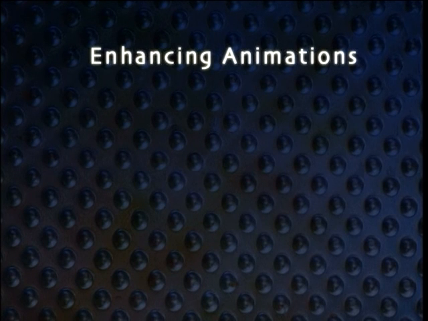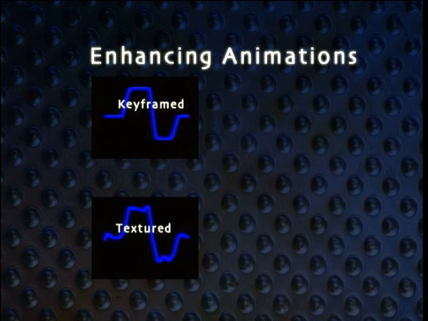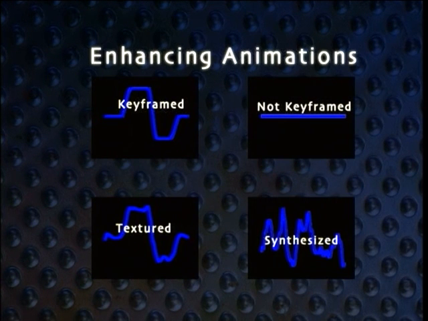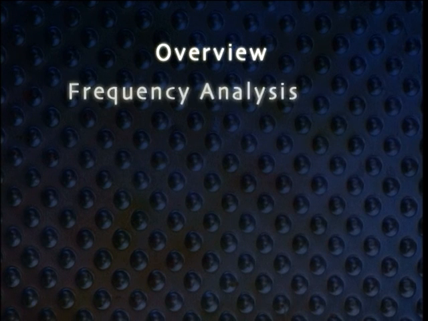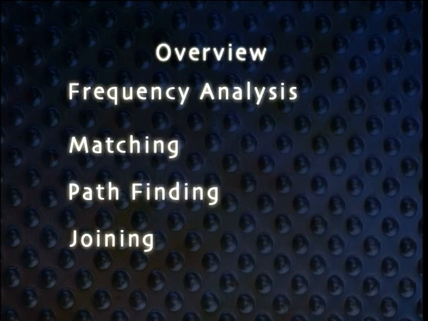For the degrees of freedom that have been keyframed, the resulting smooth curves are textured based on information in the motion capture data. Degrees of freedom that have not been keyframed are synthesized. We divide our process into several steps: frequency analysis, matching, pathfinding, and joining.